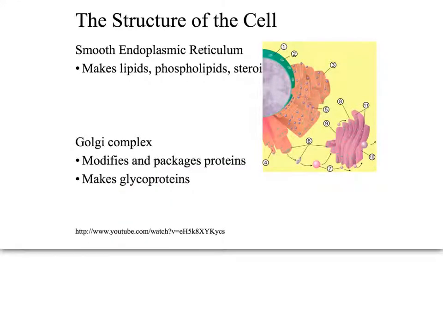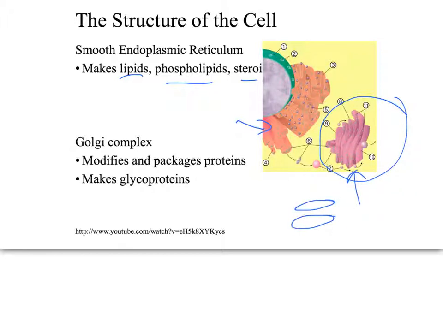Now the smooth endoplasmic reticulum doesn't have any ribosomes on it, so it's like here. It's all nice and smooth. So it makes lipids, it makes phospholipids, it makes steroids. Okay, so it's going to make other things. Now the Golgi complex, and I always think it looks like stacks of pancakes, so it kind of looks like this. It's going to modify and package the proteins. So it's going to take them and you can modify them.